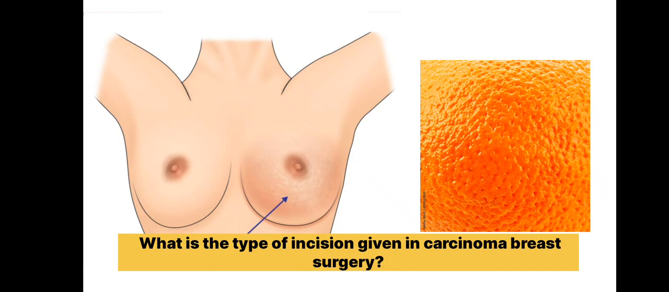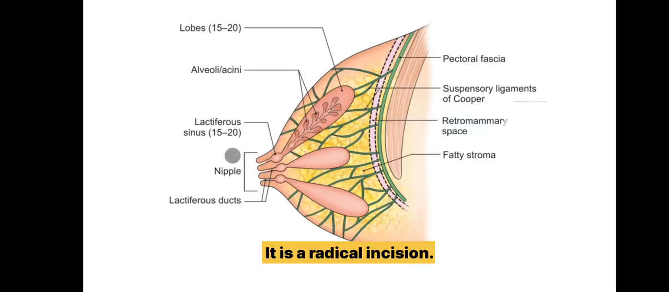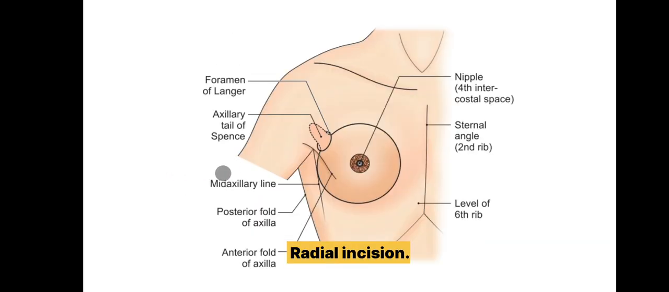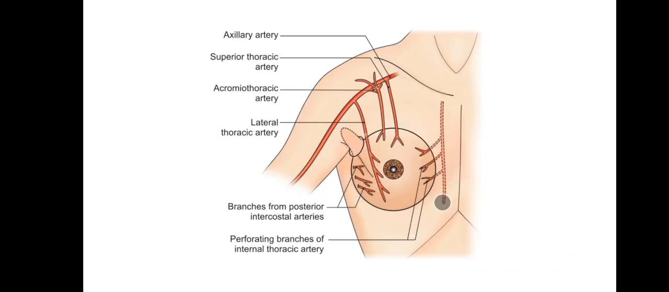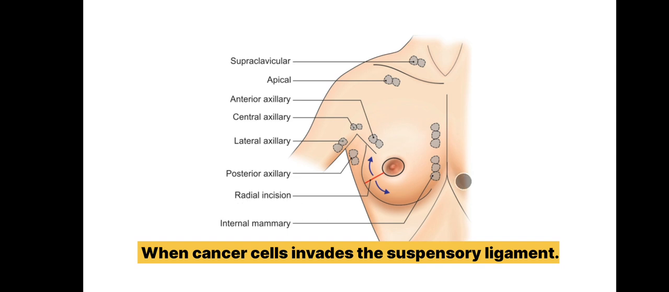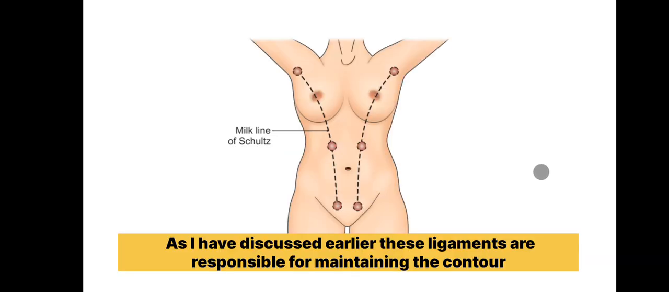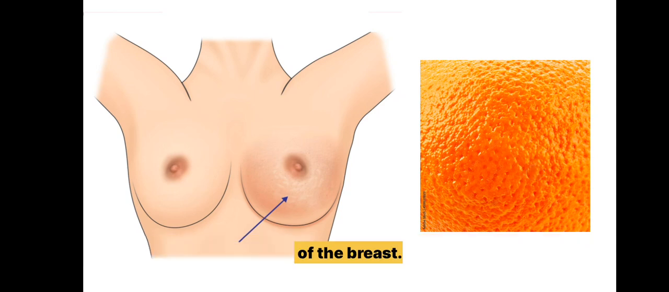What is the type of incision given in carcinoma breast surgery? It is a radial incision. This is to avoid cutting the lactiferous ducts. Why does the breast become fixed in carcinoma breast? When cancer cells invade the suspensory ligament. As I have discussed earlier, these ligaments are responsible for maintaining the contour of the breast.